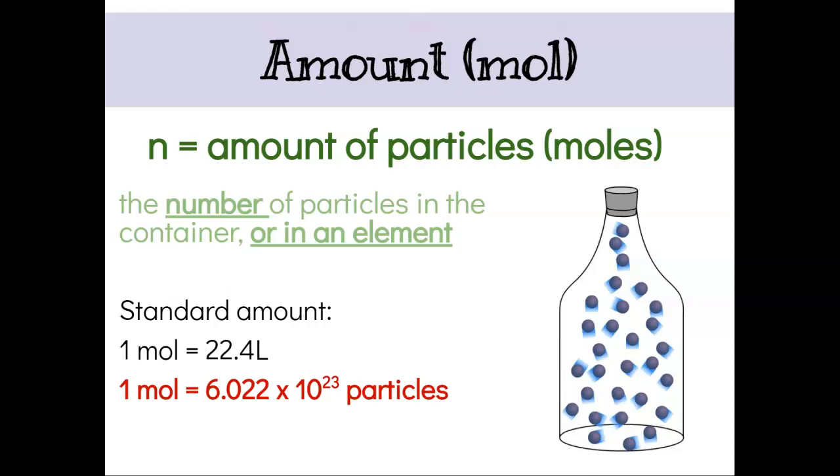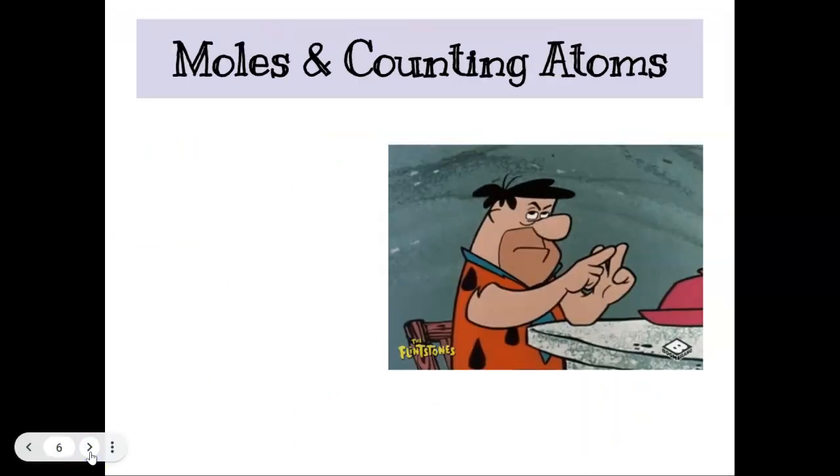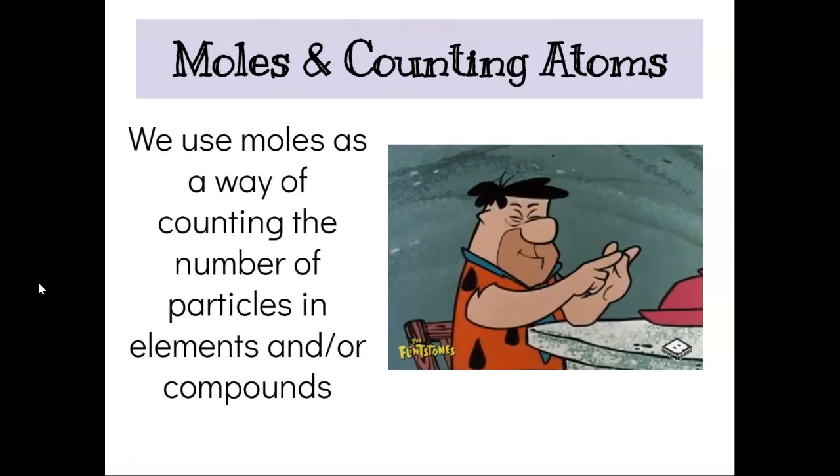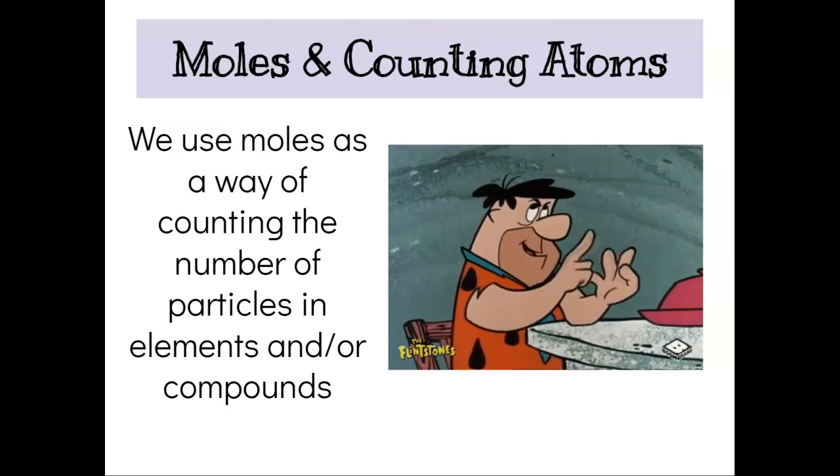So 1 dozen eggs is 12. 1 mole of eggs is 6.022 times 10 to the 23rd. Okay, it's just a number that we have to remember. It's a unit of measurement. So we can use moles as a way of counting the number of particles in elements and or compounds.